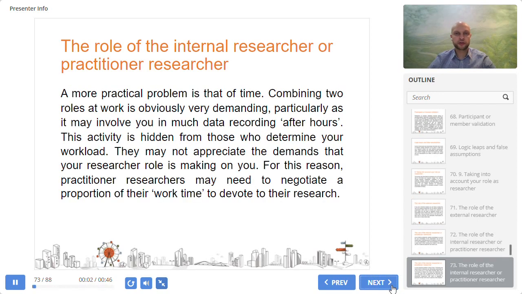Another problem for the internal researcher is time. Combining two roles at work is obviously very demanding, particularly as it may involve you in much data recording after hours. This activity is hidden from those who determine your workload. They may not appreciate the demands that your researcher role is making on you. For this reason, practitioner researchers may need to negotiate a proportion of their work time to devote to their research. There are no easy answers to these problems. All you can do is be aware of the possible impact on your research of being too close to your research settings.